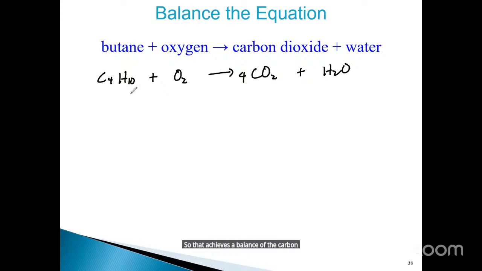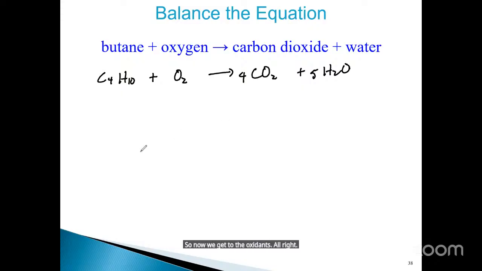Okay, what about the hydrogens? How many hydrogens do we have on the left side? 10. How many do we have on the right side? 2. So how do we achieve the balance of the hydrogens? Put a 5 in front of the H2O, exactly. Okay, very good.